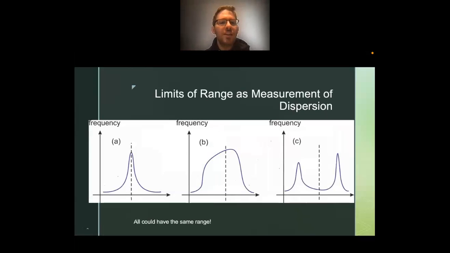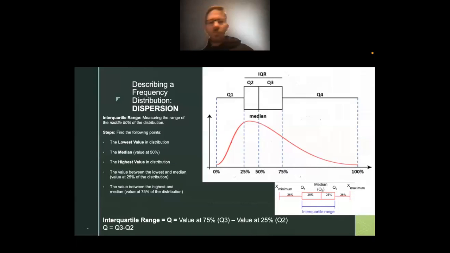All three of these have the same range, even though they're vastly different graphs of the distribution. And so that's why you would also want other measures of dispersion and of central tendency, where it's grouping. So some statisticians have tried to improve upon the range by talking about interquartile ranges.